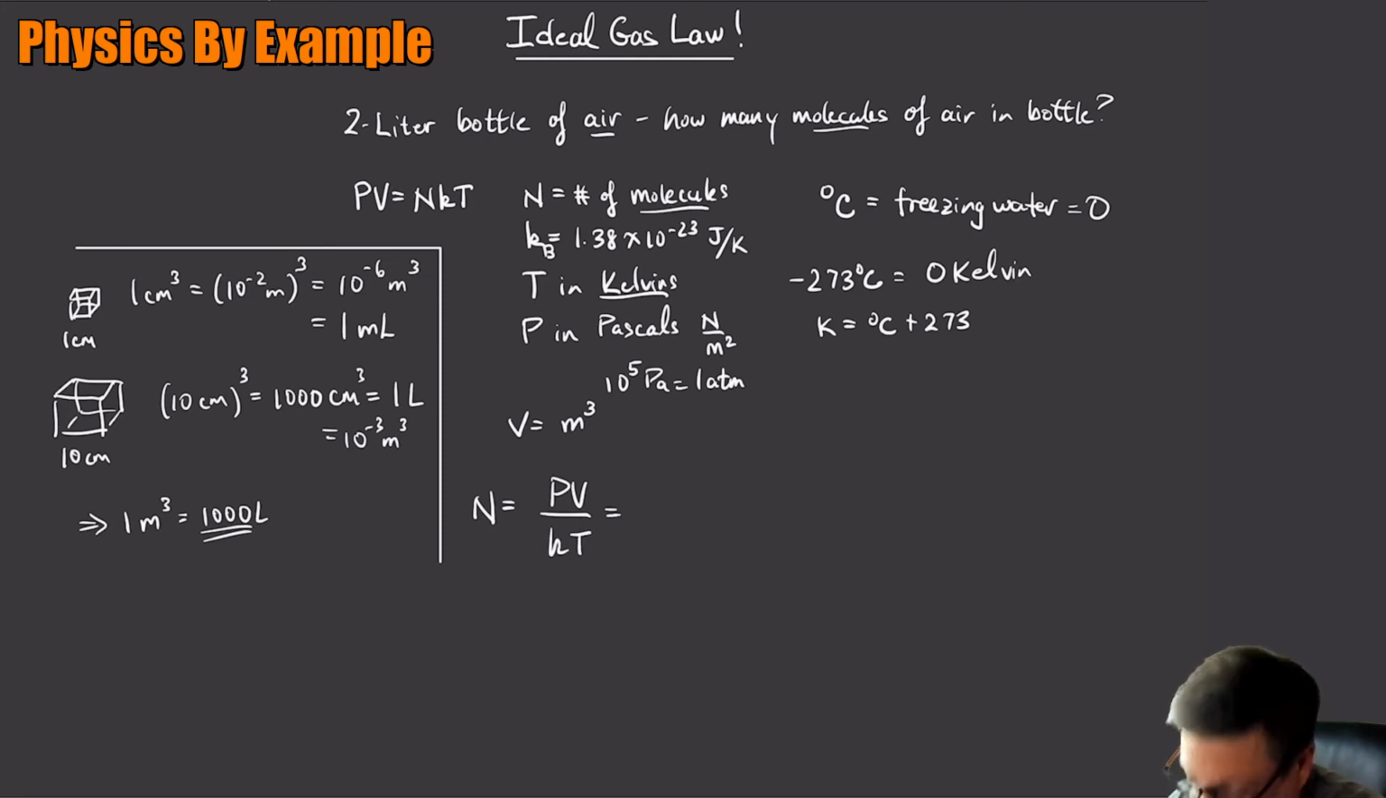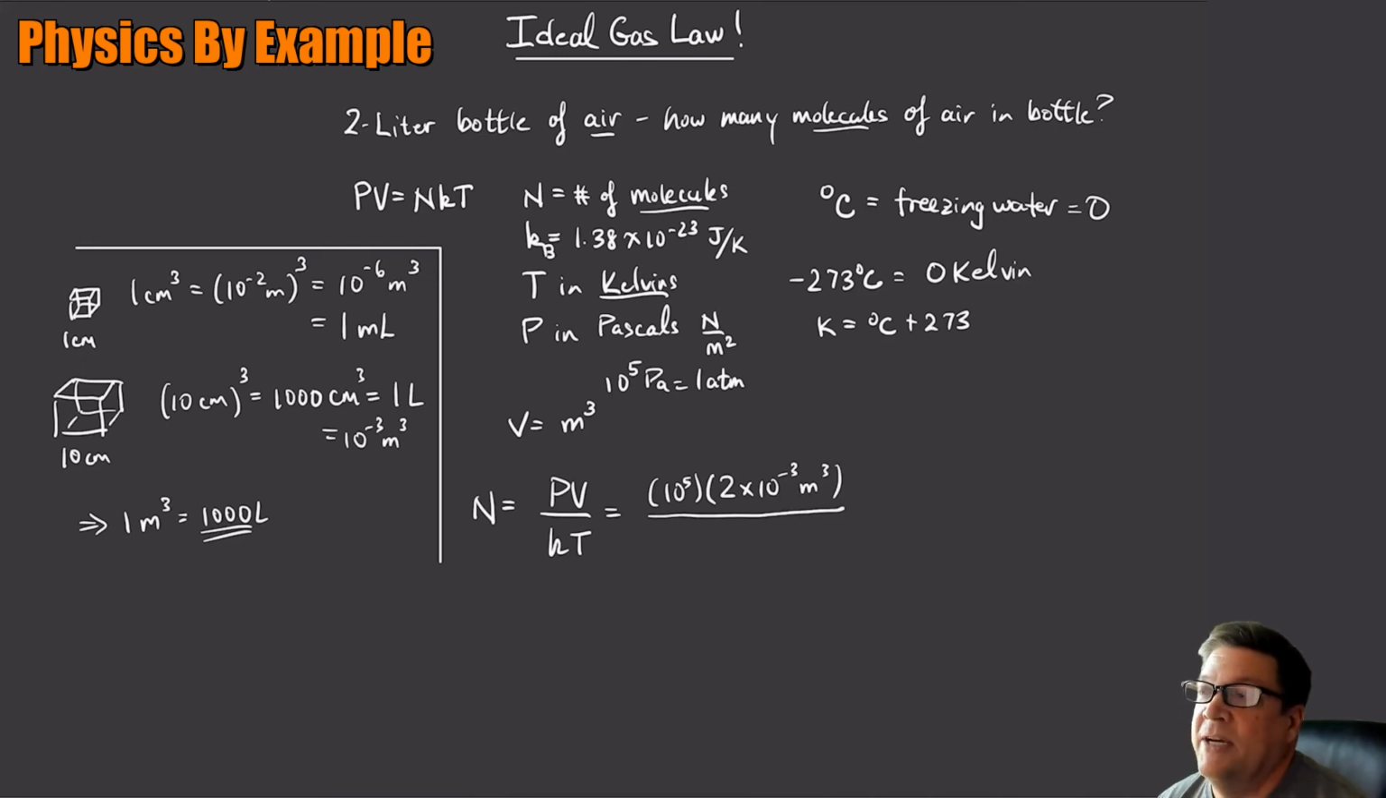And so that's going to be 1 atmosphere, right? Just an ordinary bottle sitting on the counter. So this is going to be 10 to the 5th. And the volume is 2 liters. All right, each liter is 1,000th of a cubic meter. So this is going to be 2 times 10 to the minus 3 cubic meters up top. All right, K is going to be 1.38 times 10 to the minus 23.